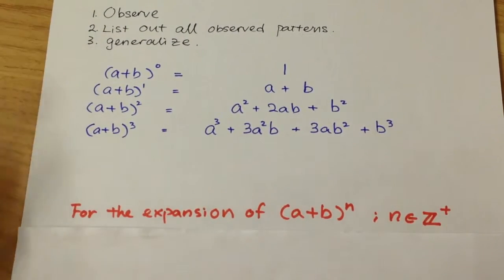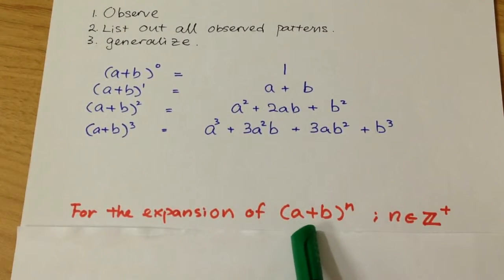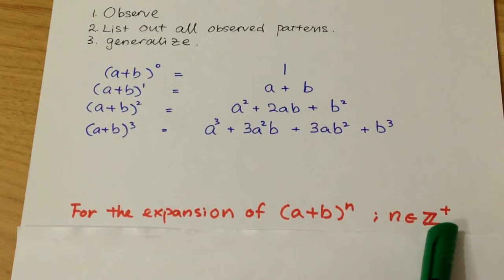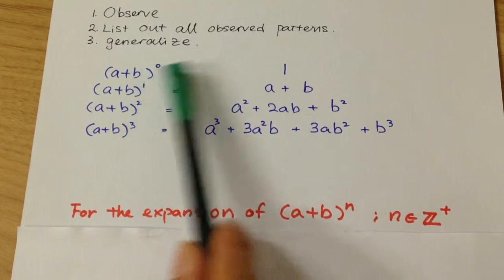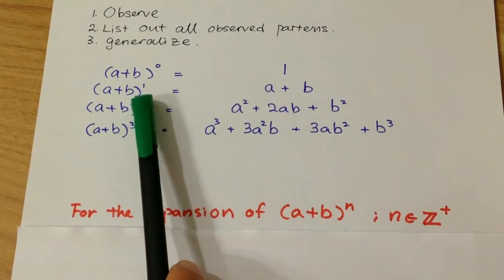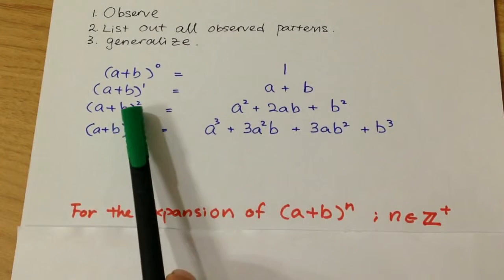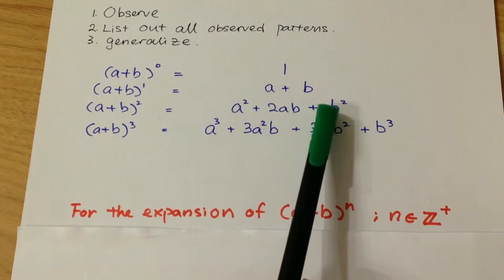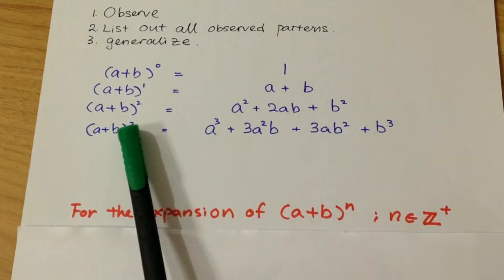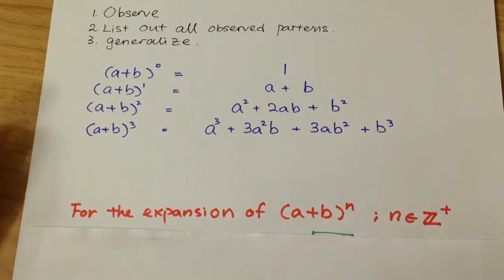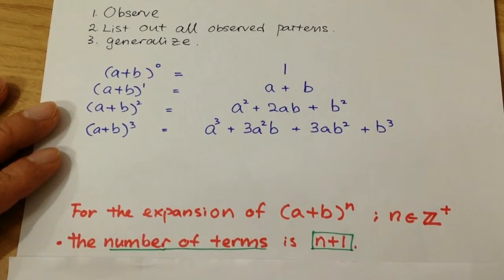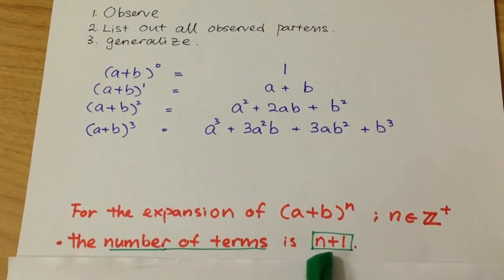For the expansion of (a + b) to the power of n, when n is a positive integer, when n equals 0, I have 1 term. When n equals 1, I have 2 terms. When n equals 2, I have 3 terms in the expansion. When n equals 3, I have 1, 2, 3, 4 terms in the expansion. Therefore, I can conclude that the number of terms is always the index n plus 1. So n plus 1 terms.